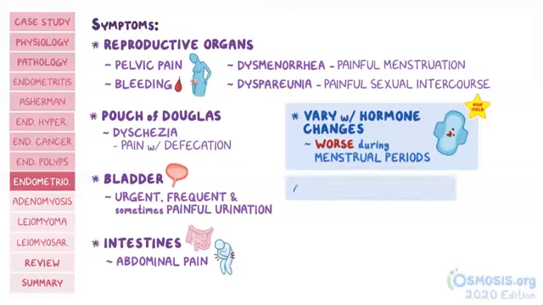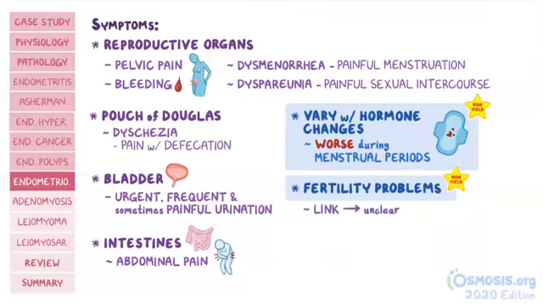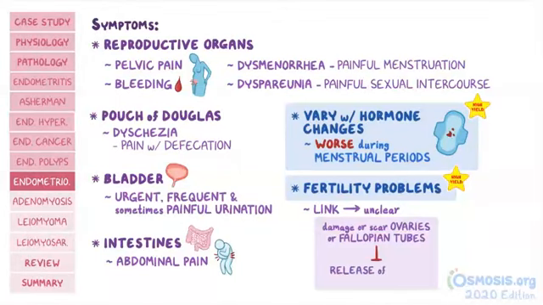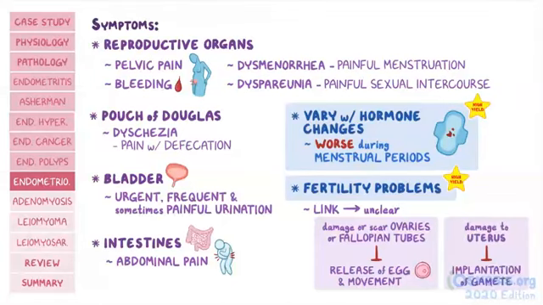Another high-yield fact is that fertility problems are especially common in individuals with endometriosis. The exact link, again, is unclear, but it's believed that the inflammation that comes with endometriosis can damage or scar the ovaries, or fallopian tubes, thus inhibiting the release of the egg or its movement during ovulation. Damage to the uterus can also make the implantation of the gamete more difficult.